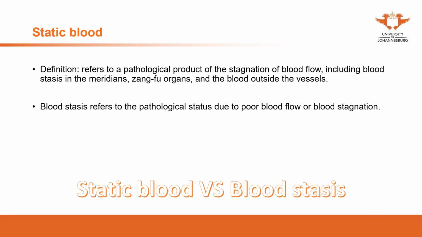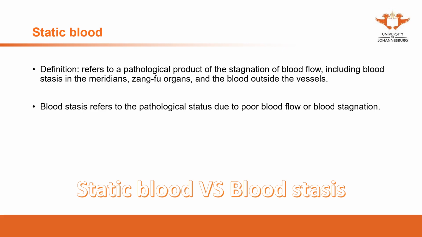So from the definition, we will see that static blood does not only refer to the blood outside the vessels, which might be the bleeding. We also include poor circulation, in other words, stagnation of blood flow. If the blood flows slower than the speed it's supposed to flow, we also consider that static blood.